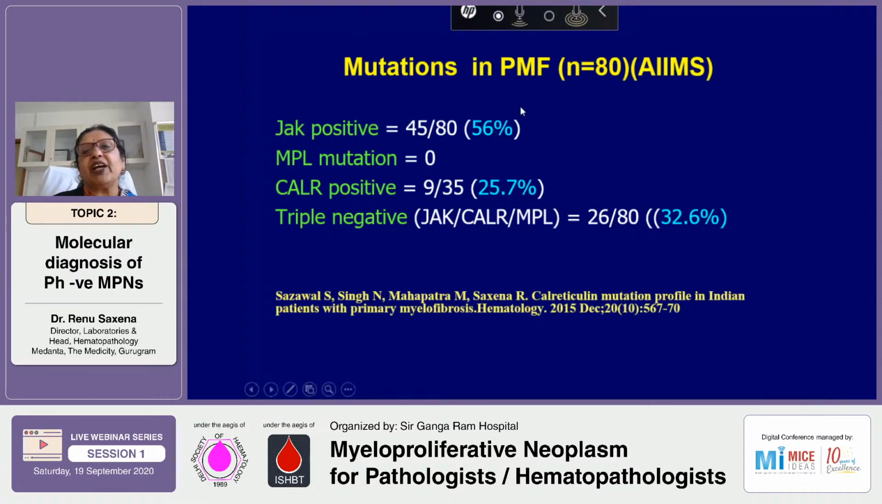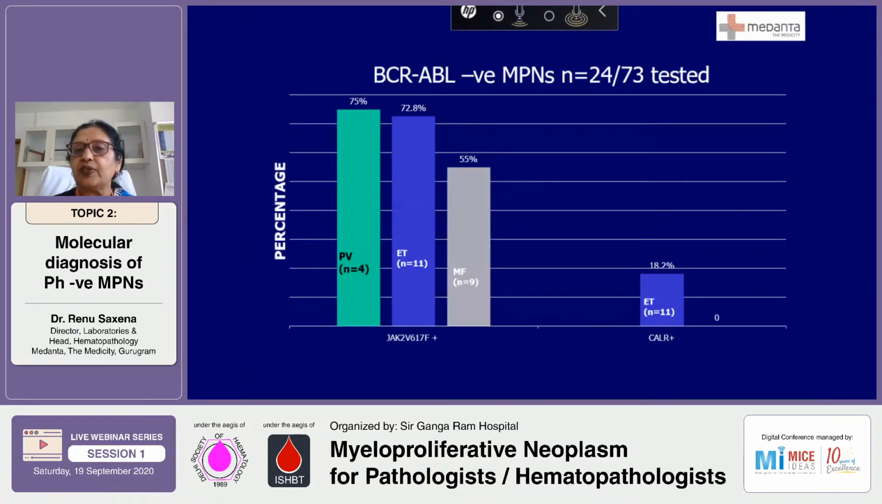When we look at primary myelofibrosis, we did this at AIIMS, we found 56% were JAK positive and CALR positivity was seen in 25%. No MPL mutation was seen. So we had about 30% who were triple negative. What do we mean by triple negative? Triple negative means those who are negative for all these three mutations. We don't know the clinical significance of these as of now, but what we do know is how we should proceed to confirm clonality in these.